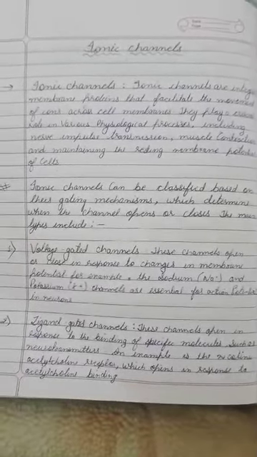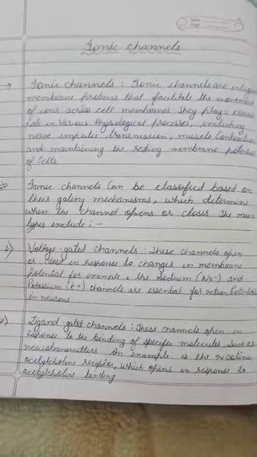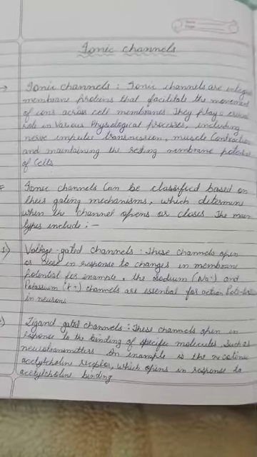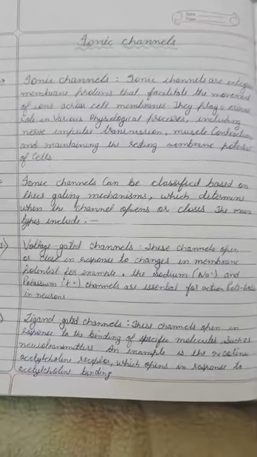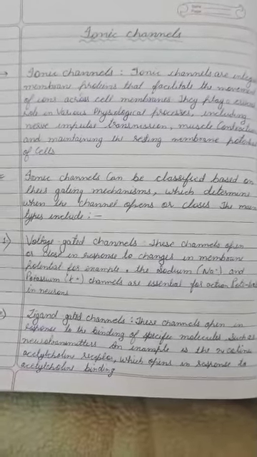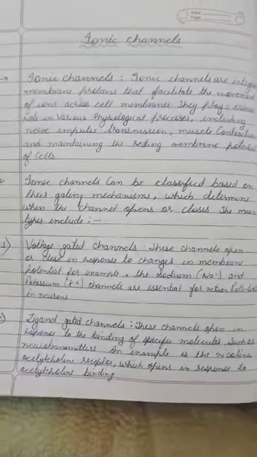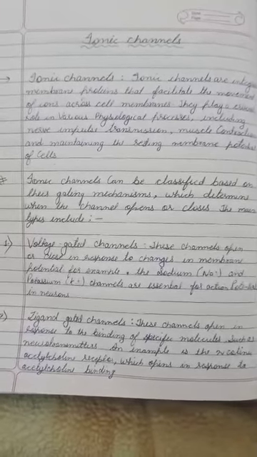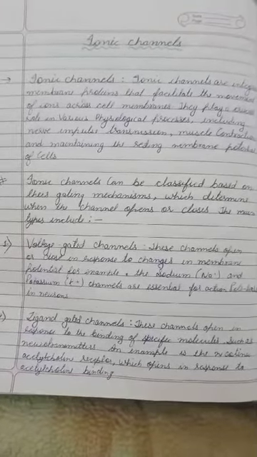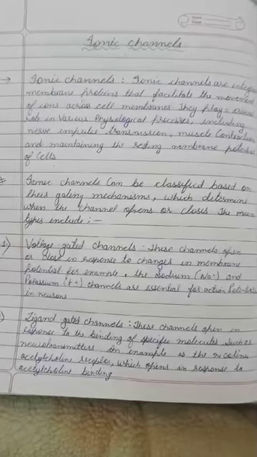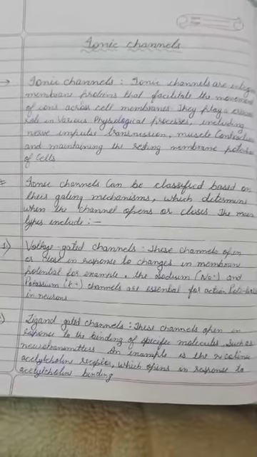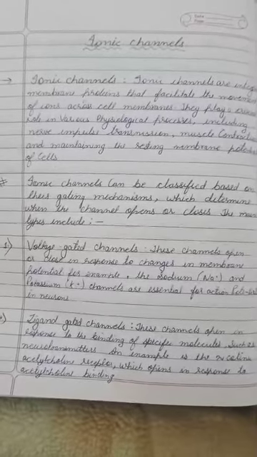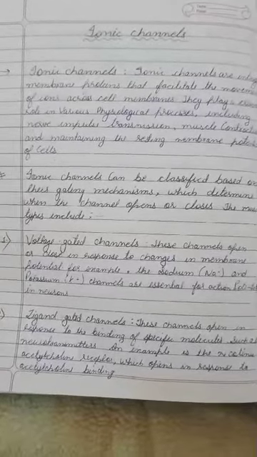Second one is ligand-gated channels. In ligand-gated channels, these channels open in response to the binding of specific molecules such as neurotransmitters. An example is the nicotinic acetylcholine receptor, which opens in response to acetylcholine binding.